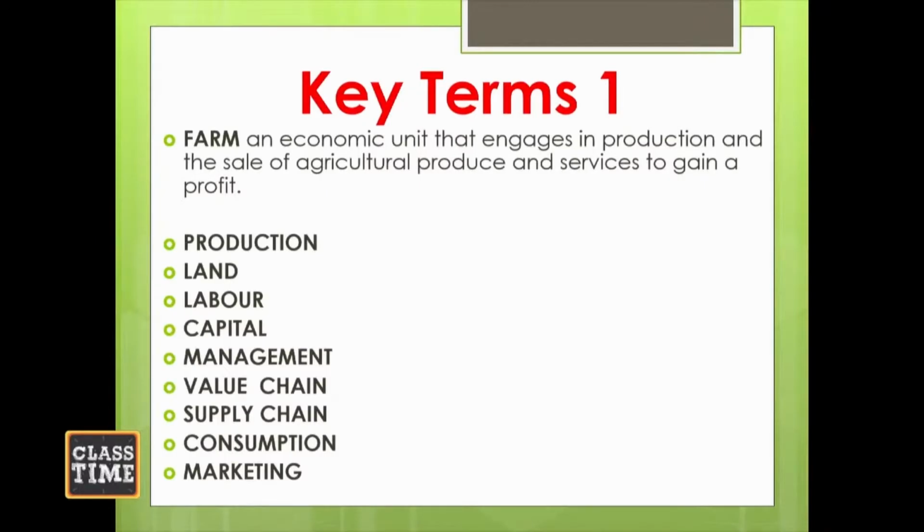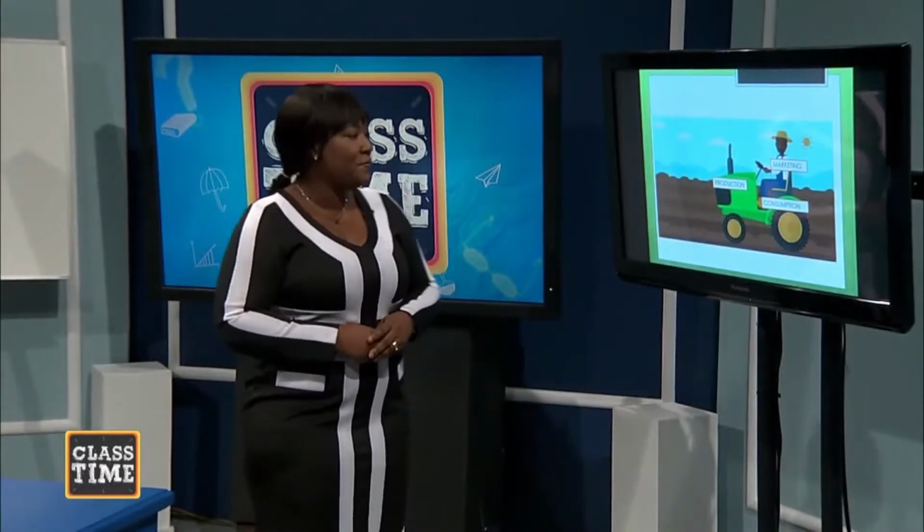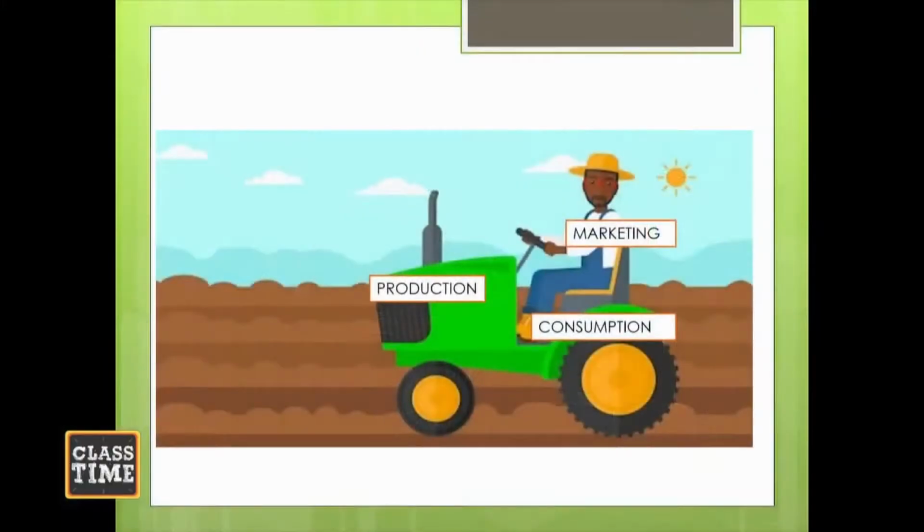Let's continue. Production, land, labor, capital, management, value chain, supply chain, consumption, and marketing. Now, let's see how we can best explain some of the economic functions. We have three economic functions, and today, Farmer Joe will assist us. Farmer Joe is driving his tractor. Here we have our three economic functions, which are marketing, consumption, and production.